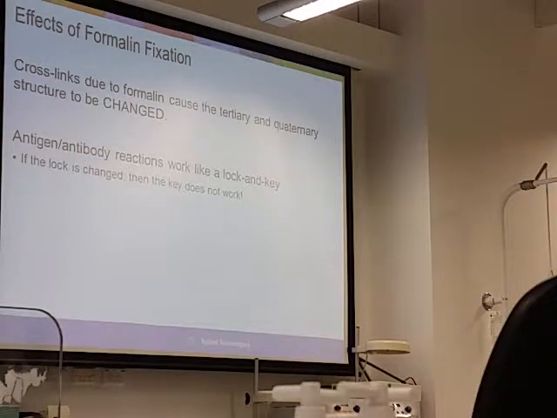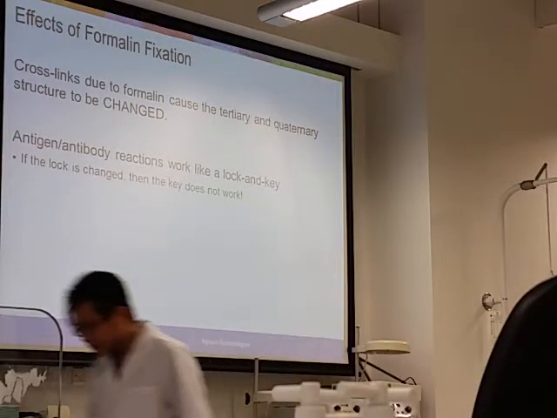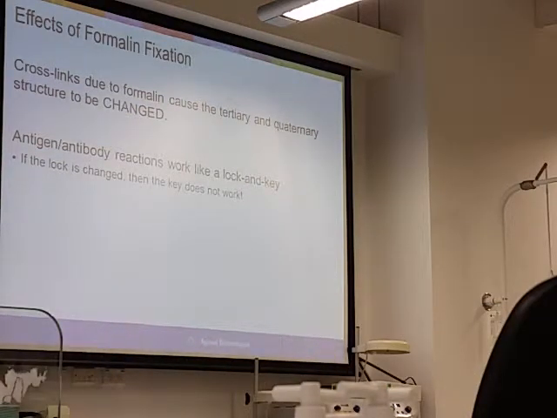So what does formalin actually do? We've talked about that, that we form these cross-links, and these cross-links will cause that tertiary and quaternary structure to be changed, modified, altered. Antibodies will bind specifically to an antigen, or to be precise, an epitope, and it works like a lock and a key. The epitope has to be a complementary match to that antibody. If we change the shape of that lock, then it won't bind. So it's really important to make sure that we can do that.